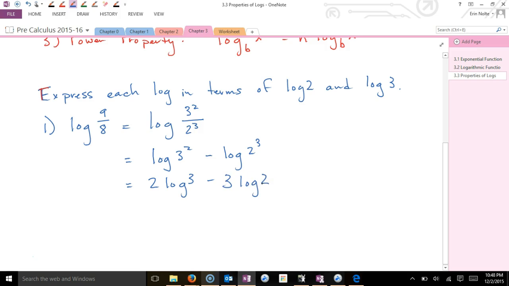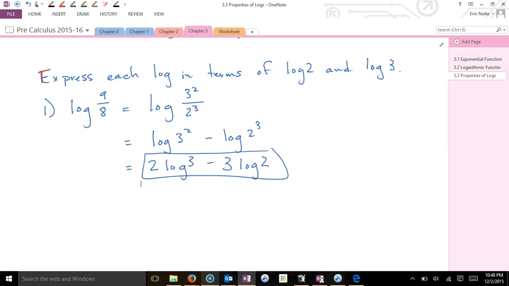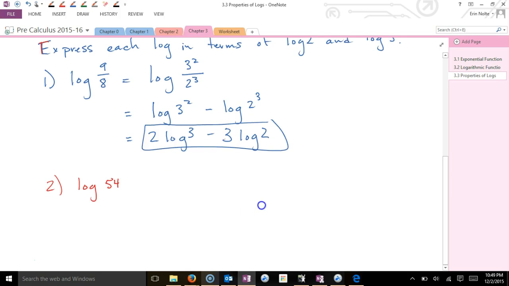Okay. So was everybody able to follow what I just did? Yeah, then you're done. Okay, let's try another one. This one will be a little bit harder. Let's try the log of 54. So how could you expand 54? Again, we're trying to make it into a log of 2 and a log of 3. So how do you get 54 by only using 2 and 3?